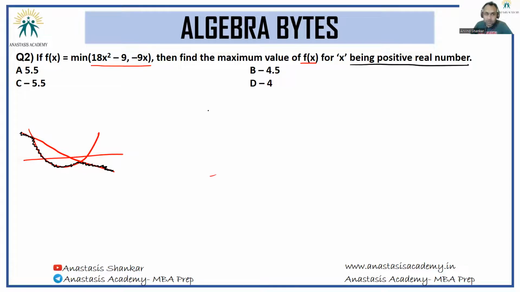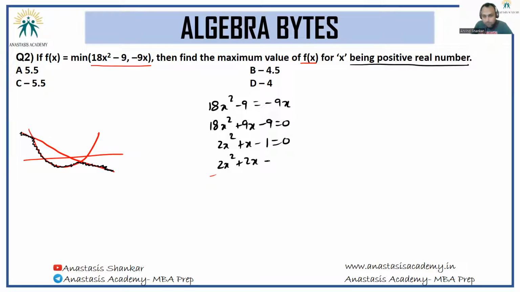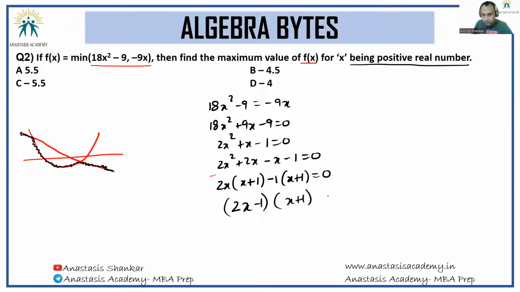The best way to proceed is, of course, to equate them. So we get 18x square minus 9 is equal to minus 9x. Bring it over to the other side. 18x square plus 9x minus 9 is equal to 0. 2x square plus x minus 1 is equal to 0. 2x square plus 2x minus x minus 1 is equal to 0. 2x(x plus 1) minus 1(x plus 1) is equal to 0. And therefore, (2x minus 1)(x plus 1) is equal to 0.